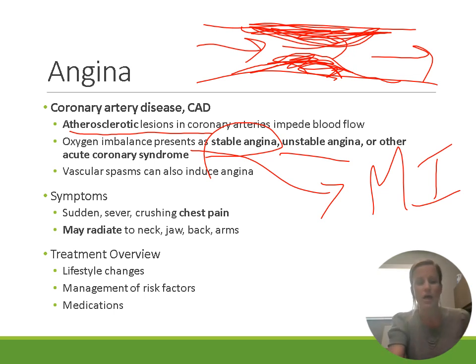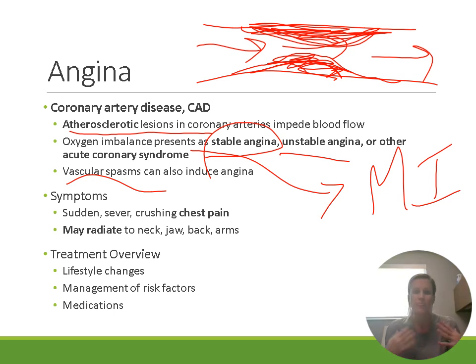Also, this chest pain we're talking about, or this angina, is, we said, caused by atherosclerotic lesions, narrowing the coronary arteries, making it harder to deliver blood. Or if there's a clot that blocks the artery, that would cause an MI. Vascular spasms can also induce angina. This is not as common. We will talk about it a little bit, but it is possible for a vascular spasm to squeeze the coronary arteries and block blood flow to part of the heart, causing chest pain. Again, that's not nearly as common.